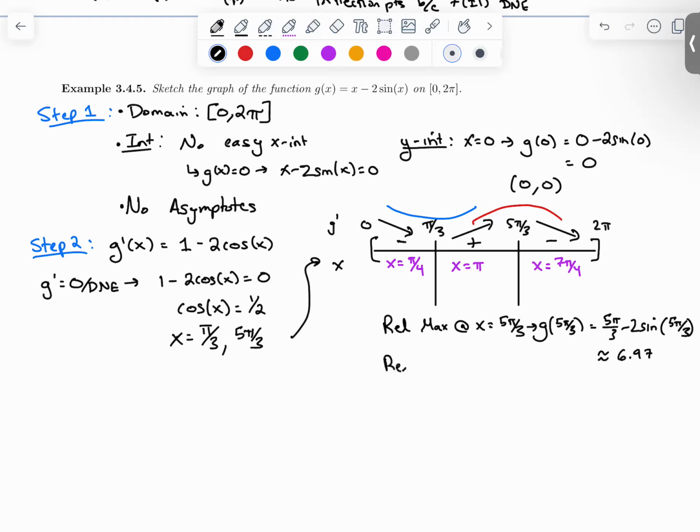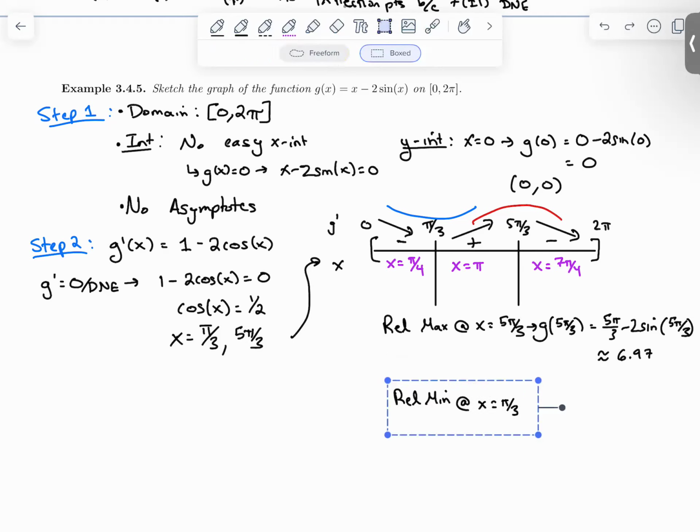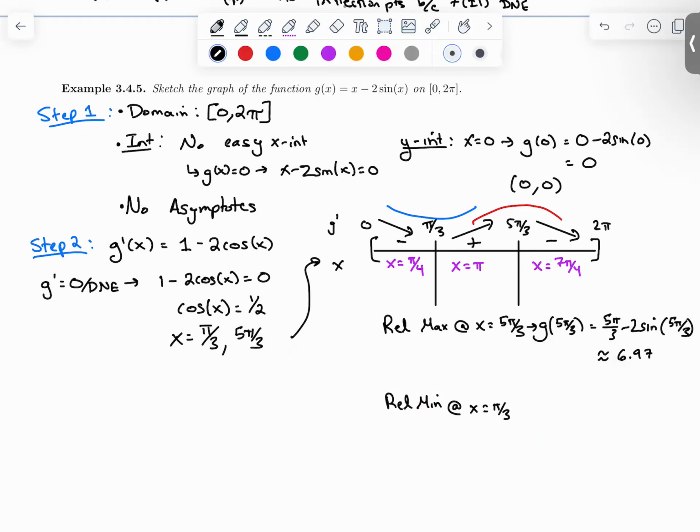And there's a relative min at x equals pi over 3. And then that means that, well, let me actually move this down a little bit so that I can write the point right below. So this is the point 5 pi over 3, comma 6.97. Once you see my graph, you'll understand why I'm doing this, just leaving the x coordinate as 5 pi over 3 instead of writing its approximation. But you'll see in a second.